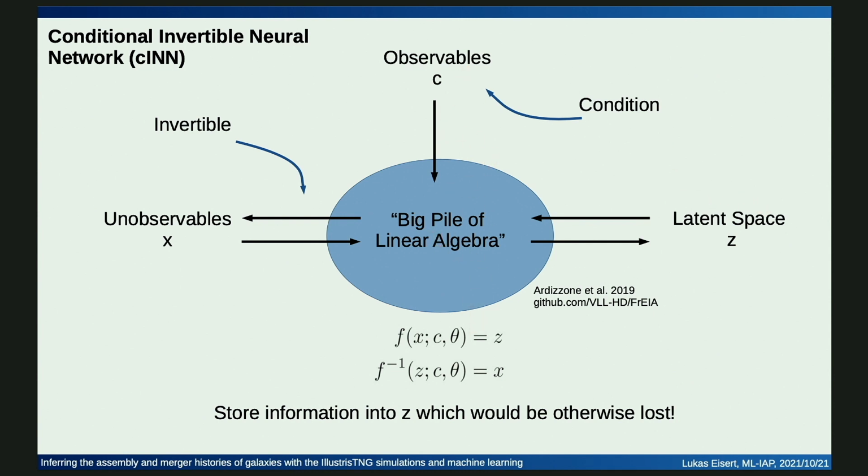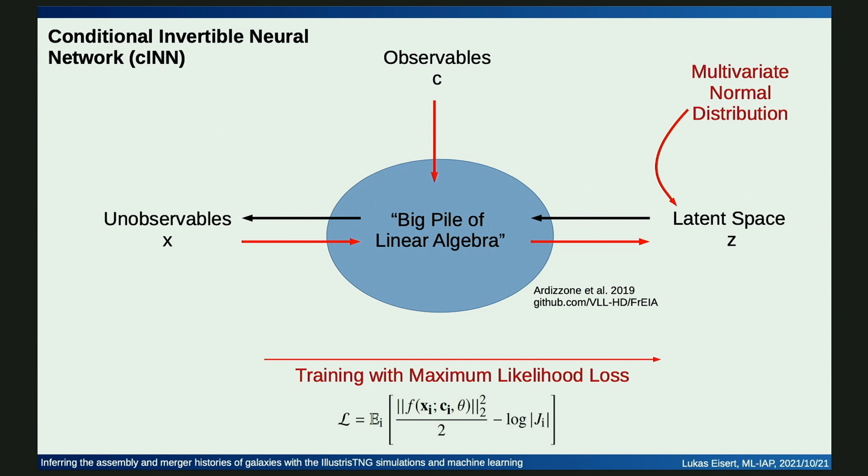And all you have to do if you want to train this is, I put in my 150,000 training galaxies, the observables from the simulation, the unobservables from the TNG simulations, and I train this with the maximum likelihood loss, such that in the end, these data points here are transformed into a Gaussian in the latent space.